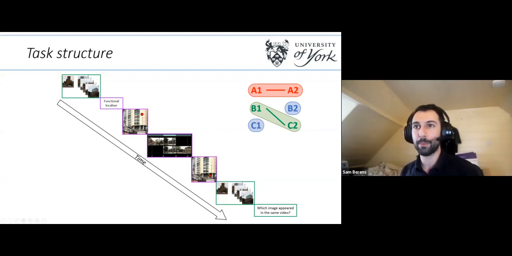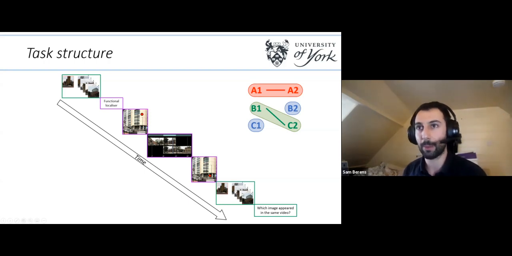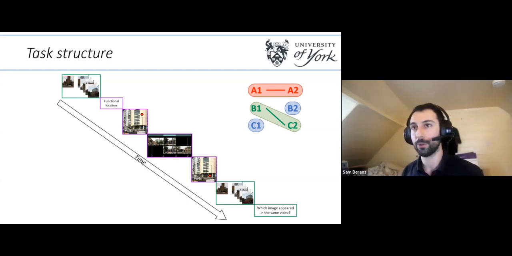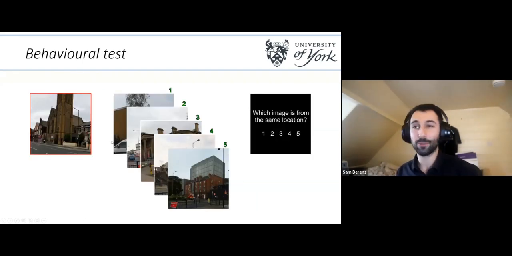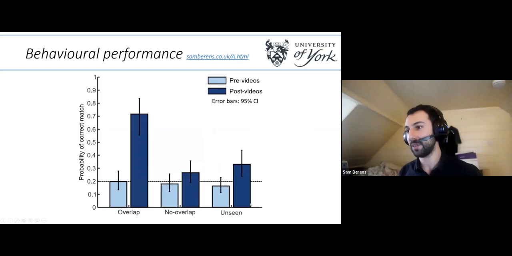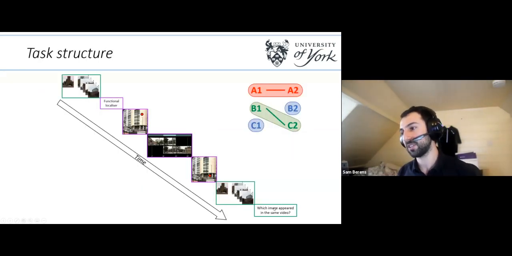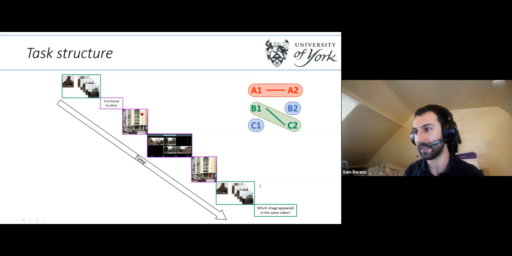So we could gauge whether participants had learned a spatial representation for each of those images, so had learned which images were from the same location. We also ran a task which was really similar in terms of how it ran, but the question was different. It wasn't which image was from the same location, but which image was shown in the same video. Slightly different. Obviously, this only happened after scanning. So those are all of the tasks as they happened.